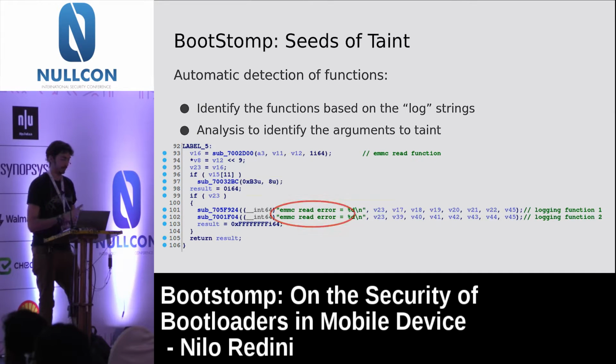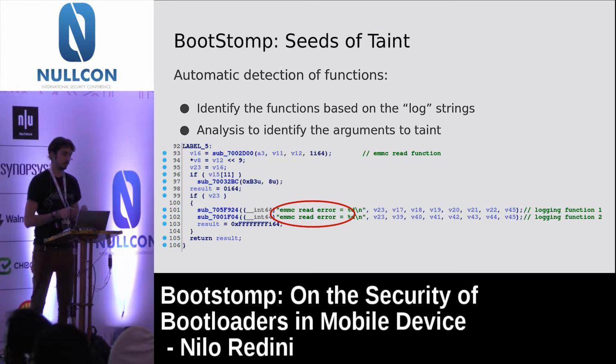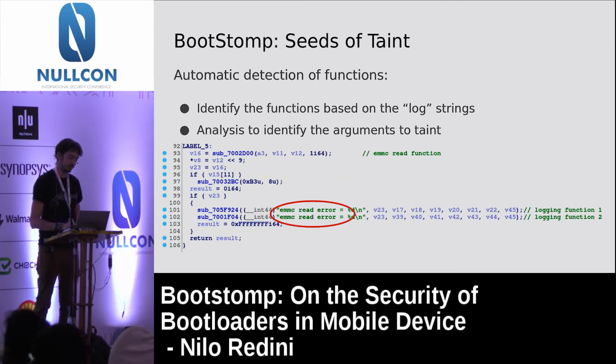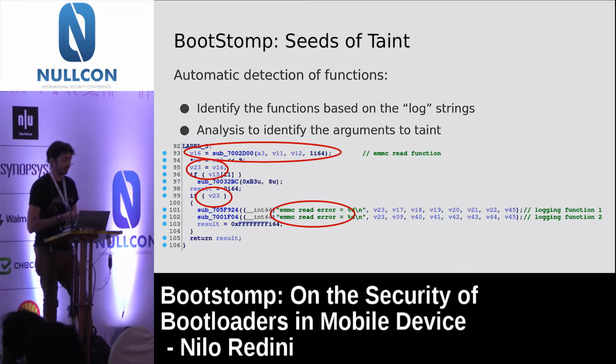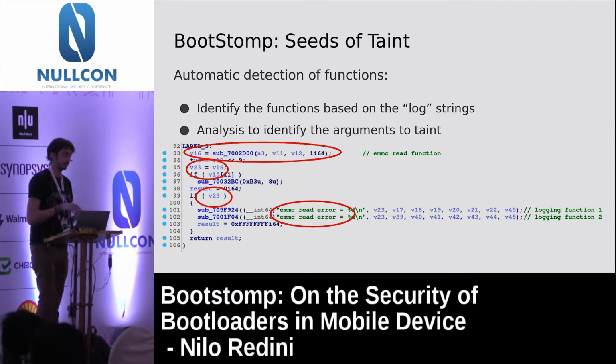Assume that it finds a known keyword, like in this case eMMC. It tries to understand which function is responsible for this log string. In this case, it would understand that the variable v23 is responsible for the string to be printed. And it would understand that v23 is actually an alias for v16, which in turn is returned by a function called sub_700. BootStomp will consider this function as the function introducing the taint.